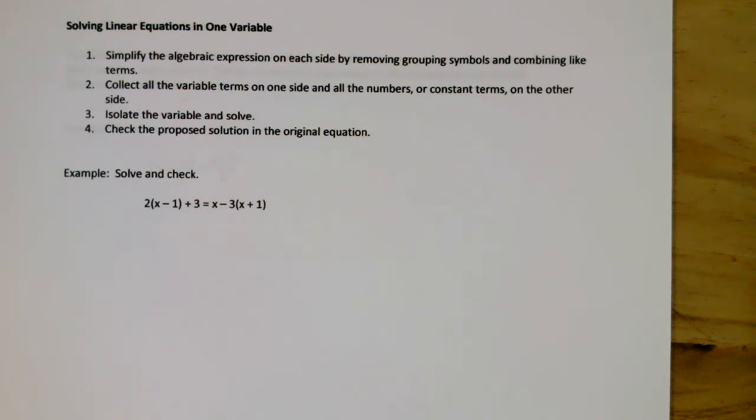Then you combine like terms on each side. Number two, you want to collect all the variable terms on one side and all the numbers or constant terms on the other side. Number three is to isolate the variable and solve. Finally, number four, you check your proposed solution in the original equation that you started off with. Let's see how we can apply this procedure to these examples, like this one.